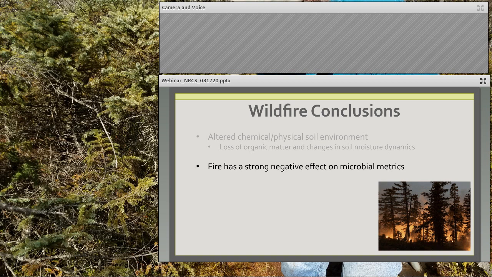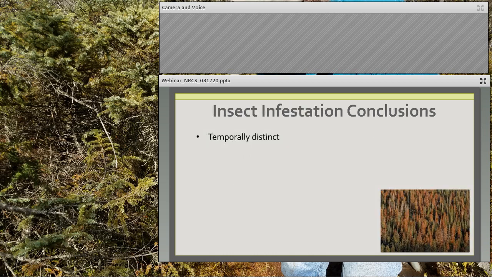Additionally, due to the inherent biological sensitivity to direct heating, fire had a strong negative effect on most microbial metrics, including microbial biomass, abundance, richness, evenness, and diversity. Fire also negatively impacts microbial functions by reducing the potential for heterotrophic decomposition, altering soil nitrogen dynamics, and degrading the mycorrhizal fungal community. Overall, these effects may be short or long-term, depending on the fire severity, as well as the extent of the area affected.